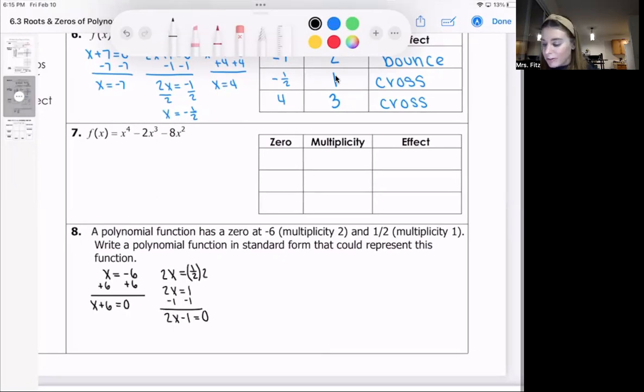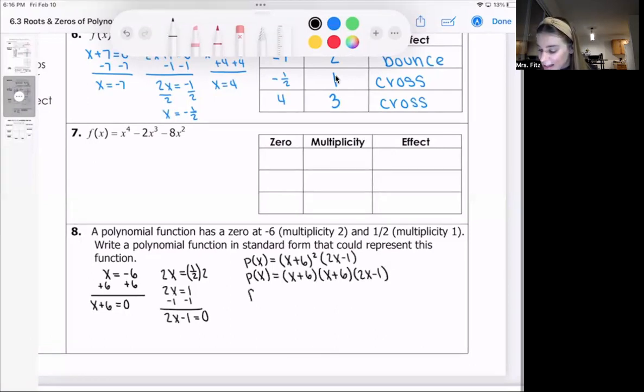Now, the polynomial function that would work for this, if -6 has a multiplicity of 2, it means it was x plus 6 squared. The factor was repeated twice. And then 2x minus 1 just has a multiplicity of 1. Now let's go ahead and write this in standard form. So I'm going to expand this polynomial by multiplying through. This would be x plus 6 times x plus 6 times 2x minus 1. And we're going to FOIL.